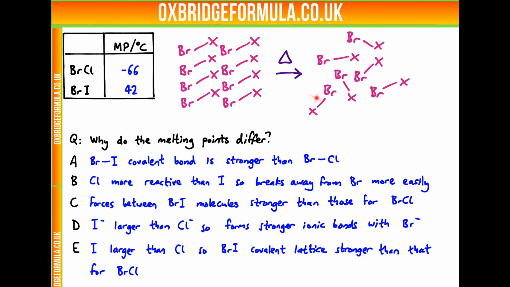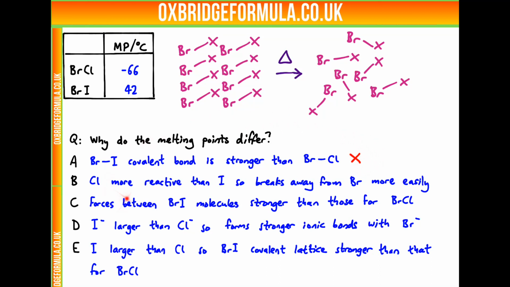So bearing this process in mind, let's take a look again at each of our statements. So, do the melting points differ because the BrI covalent bond is stronger than the BrCl covalent bond? Well, we're not actually breaking any covalent bonds in this process. Instead, we're just pulling the molecules apart while keeping this bond intact. So we know this one is not correct because it's describing the wrong type of force.